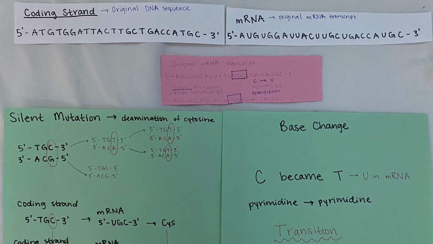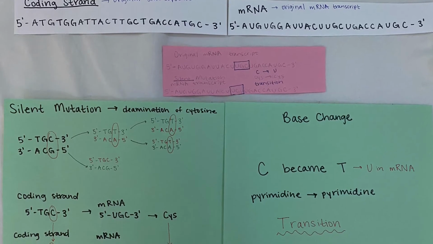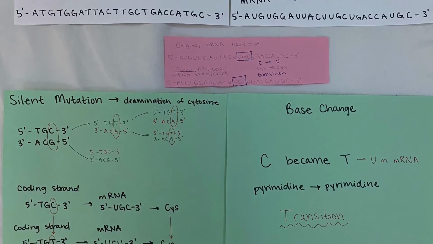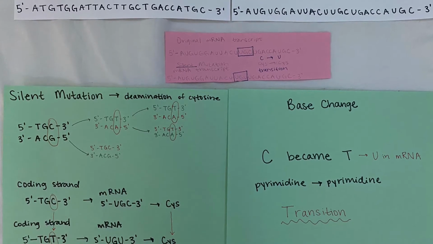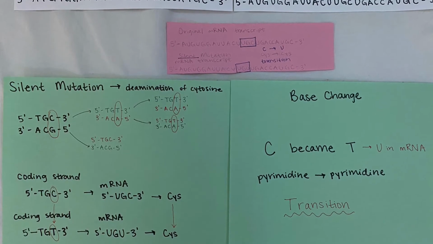Spontaneously, deamination of cytosine can occur in the DNA sequence. In the coding strand, the cytosine-guanine pairing changes to a thymine-adenine bond. This is what's known as transition, since the cytosine changes to a thymine, going from pyrimidine to another pyrimidine.